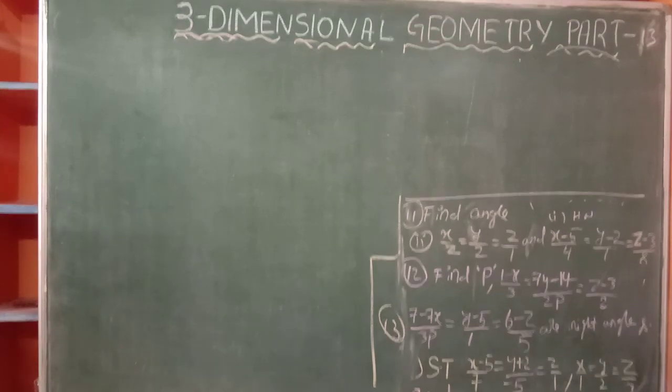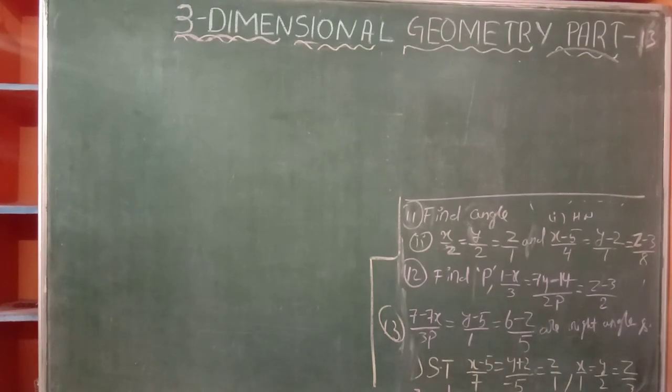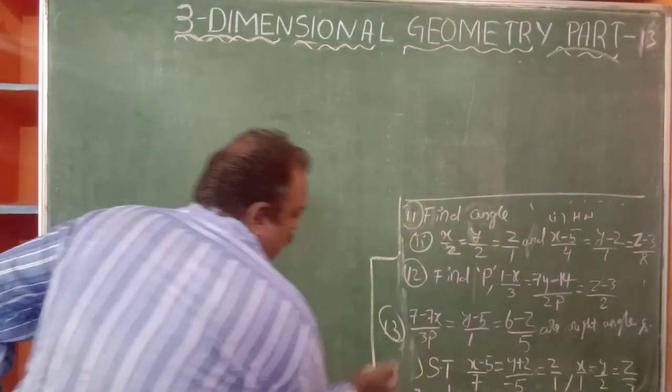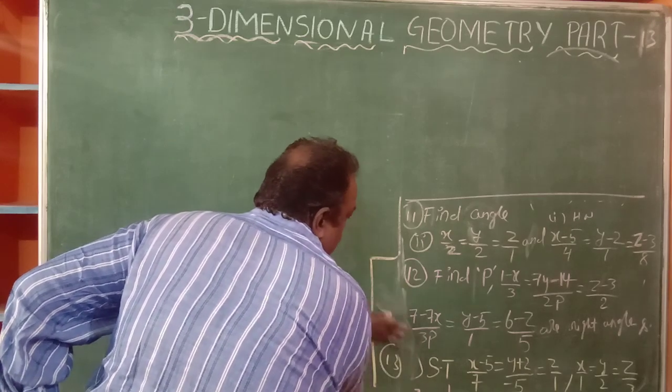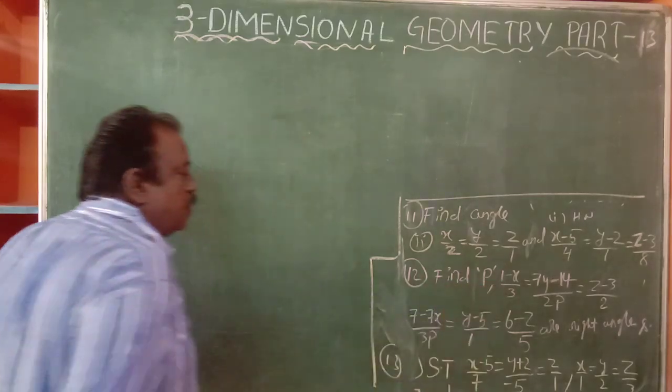Next, the third one. Find the value of p such that the two given lines are at right angles. This is the 12th one.